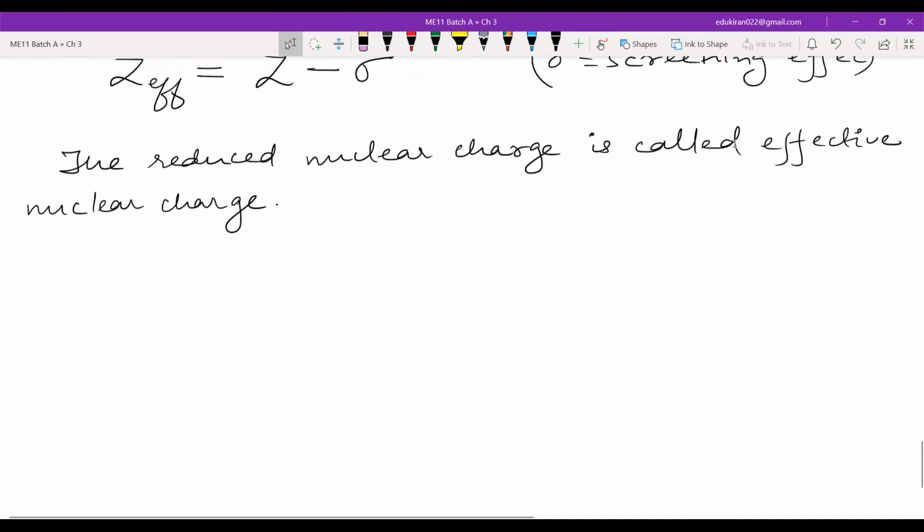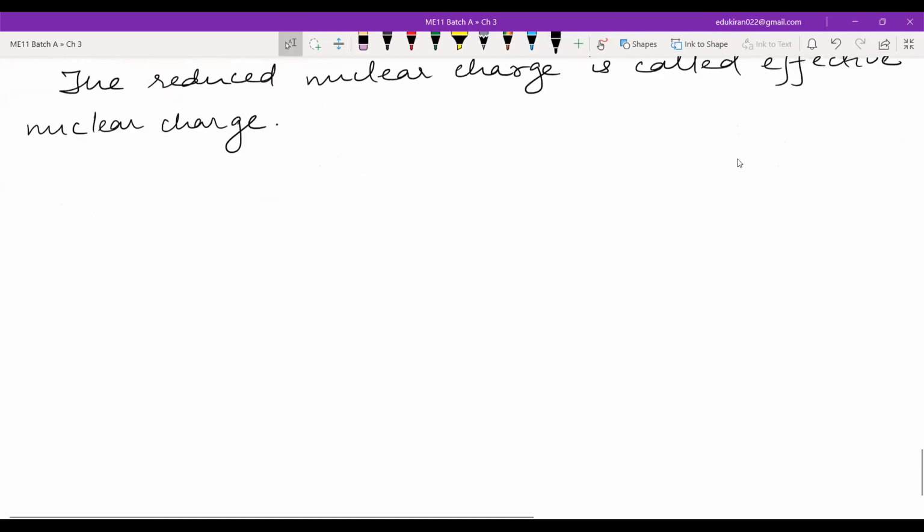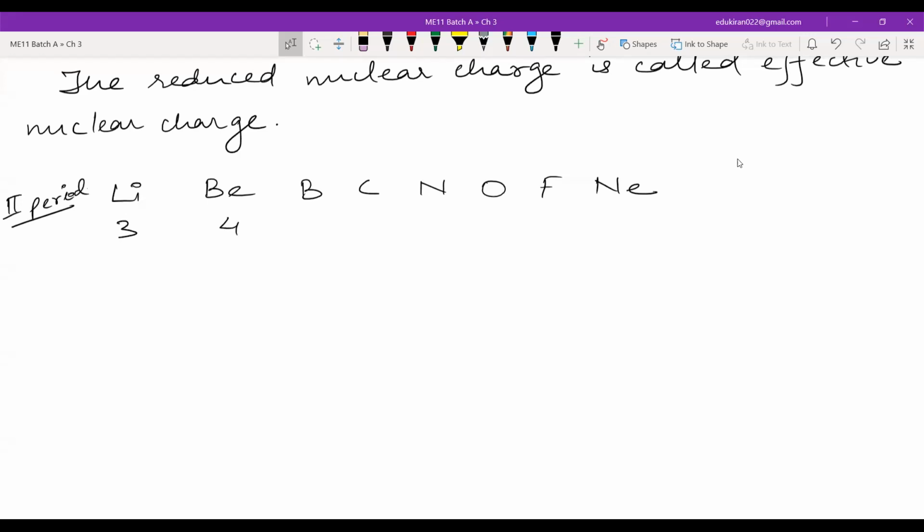Okay. Now, in a period, what happens in a period? Let us say this period is lithium. The second period, we have lithium. After lithium comes beryllium, boron, carbon, nitrogen, oxygen, fluorine, and neon. All these are second period, right? That means the electrons are getting filled in the second period. We have atomic numbers 3, 4, 5, 6, 7, 8, 9, and this is 10.